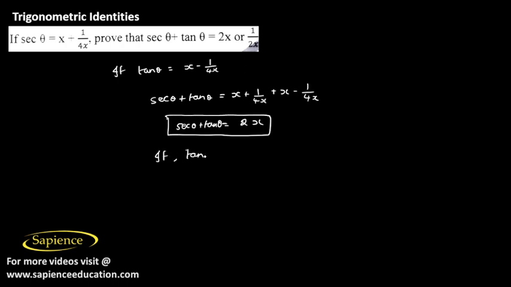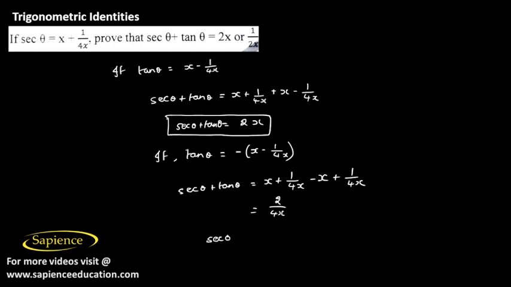If tan theta is equal to minus x minus 1 by 4x, secant theta plus tan theta value is x plus 1 by 4x minus x plus 1 by 4x. We multiply this minus inside, we will get minus x and minus into minus plus 1 by 4x. So plus x minus x will become 0. 1 by 4x plus 1 by 4x is 2 by 4x. That gives us secant theta plus tan theta equal to 1 by 2x. So these are the two possible values of secant theta plus tan theta. Hence proved.